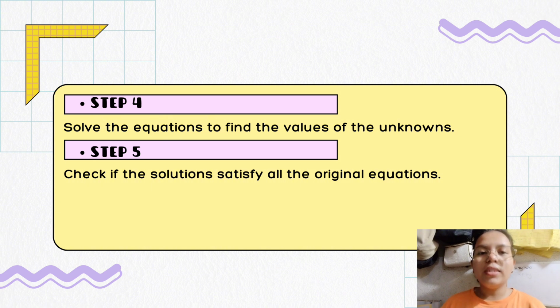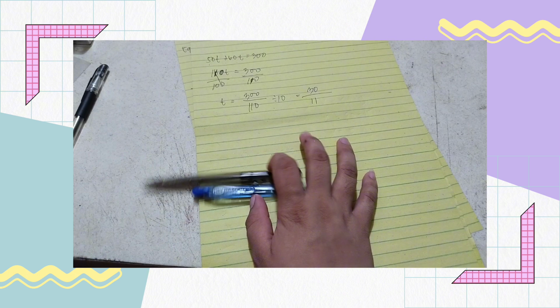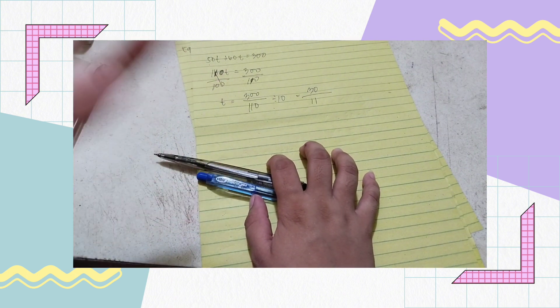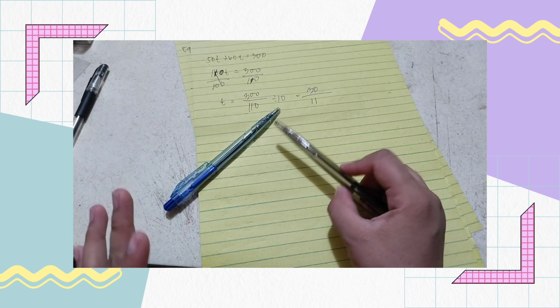The fourth step is to solve the equation to find the values of the unknown. And lastly is to check if the solution satisfies all the original equations. So let's have an example for this. For our polynomial modules, we follow the steps. So let's have some example.